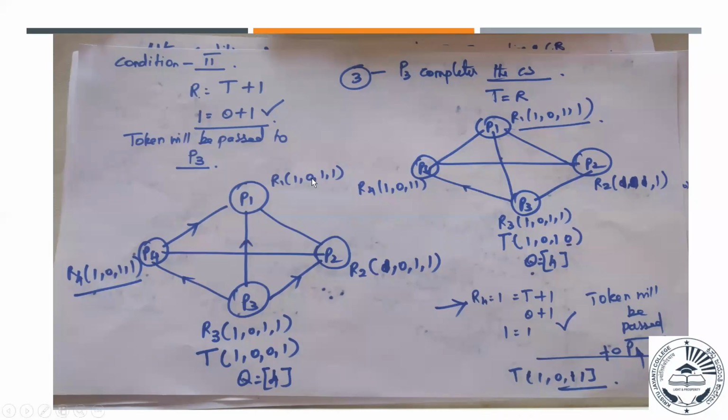Imagine the next slide: now again P1 is requesting for the critical section. Okay, so when P1 is requesting for the critical section, can you tell me what will be the R1 value? Previously the R1 value is 1. So now it will become the ith element plus 1. So 1 plus 1, it becomes 2. Okay, so now P1 is requesting for the second time.